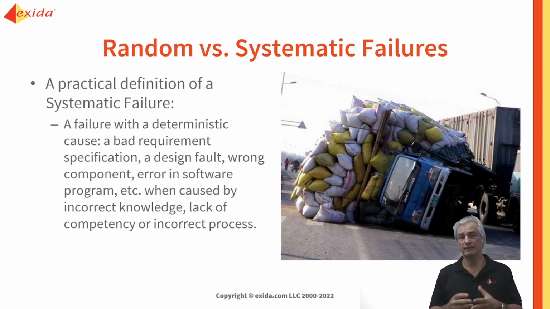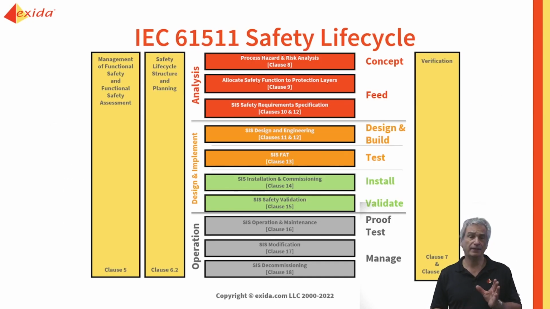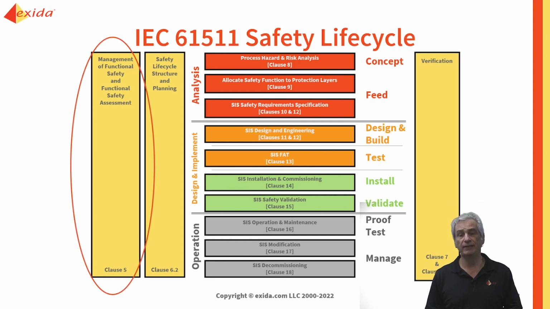And as I said, if you think of the 3 Ps, we could have a bad requirement specification, we could have a design fault, we could have selected a wrong component, we could have a program error, a software problem, and so forth. These can be caused by incorrect knowledge or a lack of competency, or because the process or procedure is incorrect as well. So we want to avoid those. And to help us with that, we have our functional safety management with our functional safety assessments.